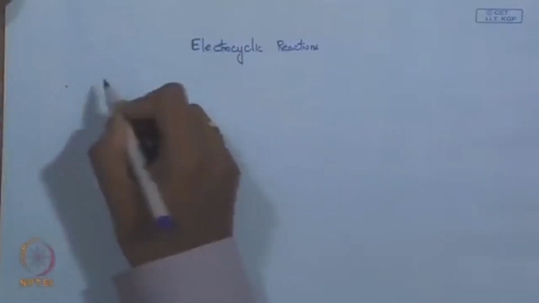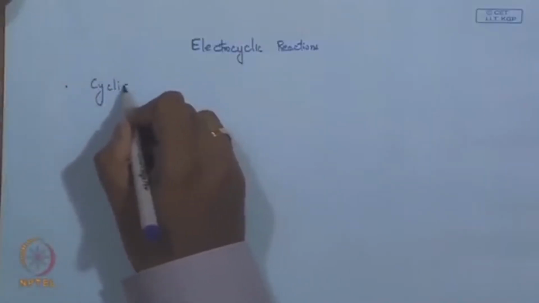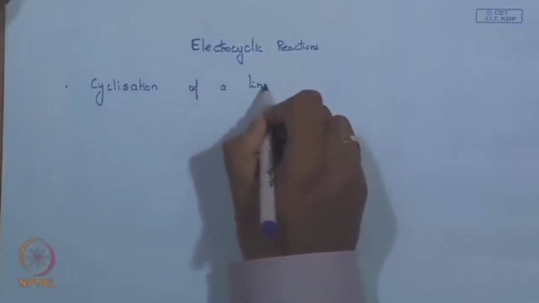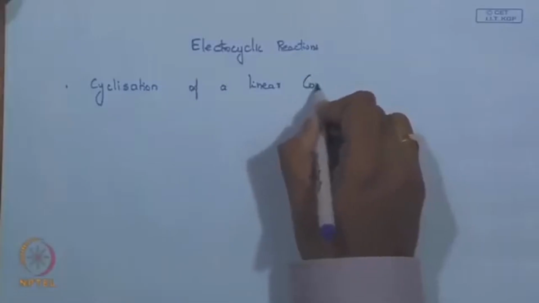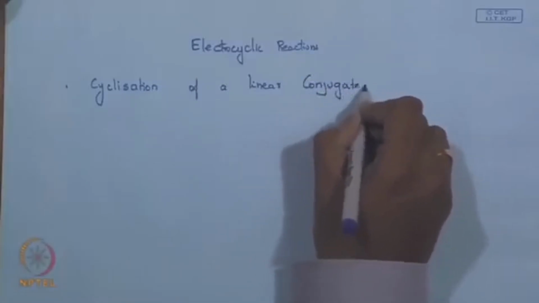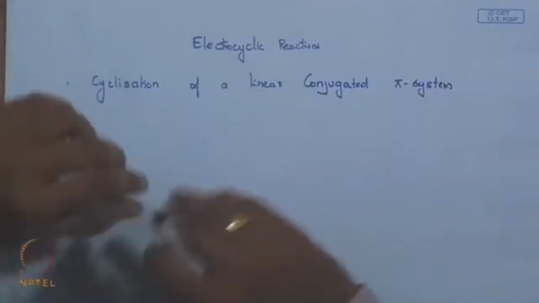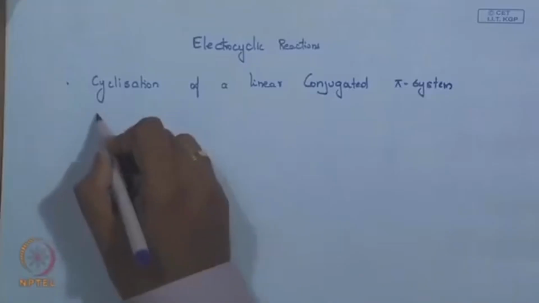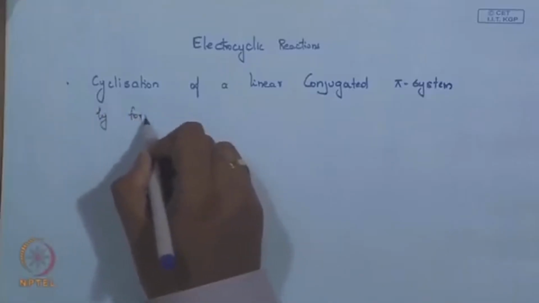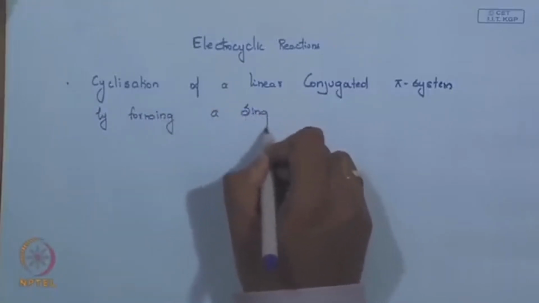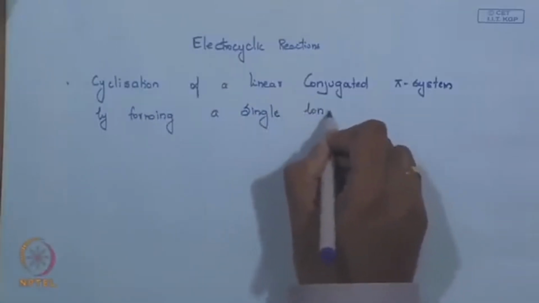Simply saying, it is nothing but a cyclization of a linear conjugated pi system. Nothing but a cyclization of your linear conjugated polyenic pi systems by forming a single bond. So, that is how you can define your electrocyclic reaction.